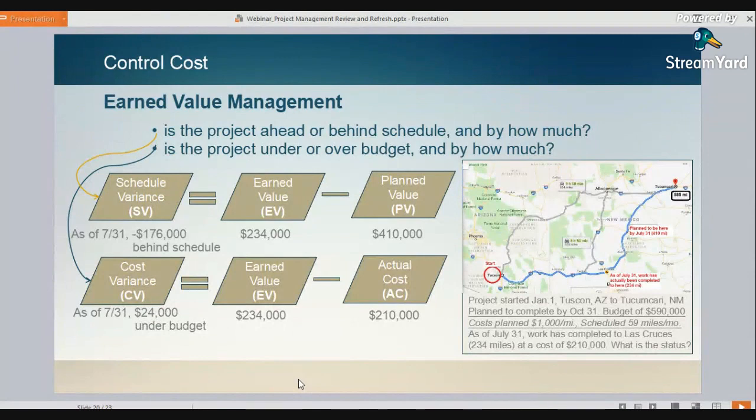So if we subtract them, we get a positive $24,000. 234,000 minus 210,000. We're under budget, because we've actually accomplished more work than we paid for. We're behind schedule. There's no getting around that, but we're under budget. So when looking at schedule and cost, they're two different things. They could tell two different stories.